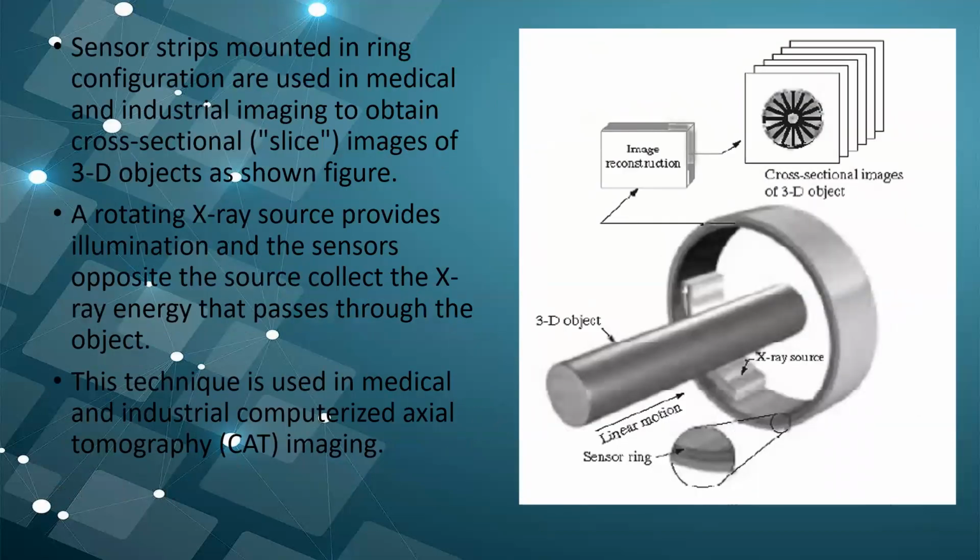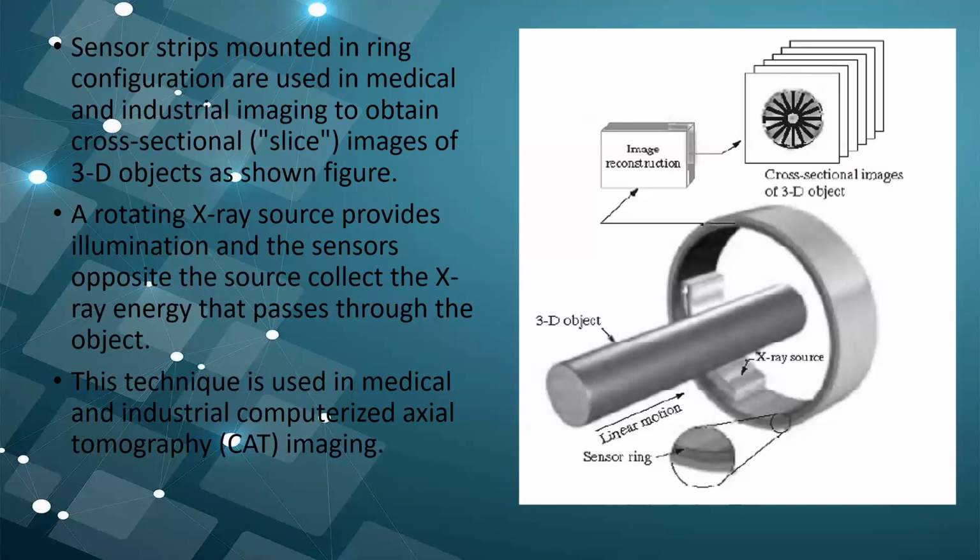Sensor strips mounted in a ring configuration are used in medical or industrial imaging to obtain a cross-sectional image of a three-dimensional 3D object, as shown in the figure. You can see that in medical or industrial imaging, we use this kind of imaging. Here the circular ring is mounted with the sensor strips, and an object is passed perpendicularly through the strip, where the image is captured in three dimensions.